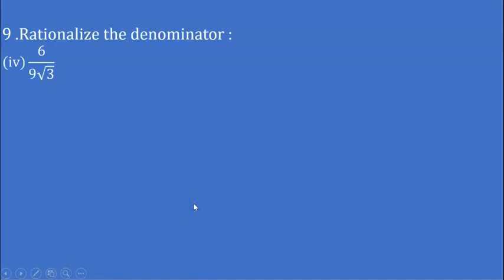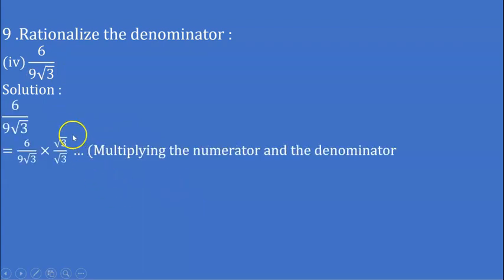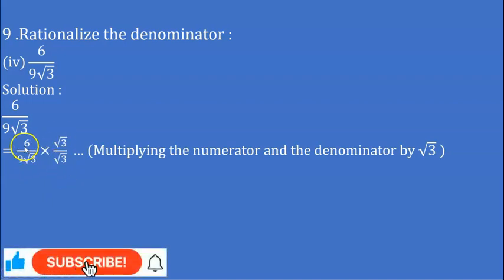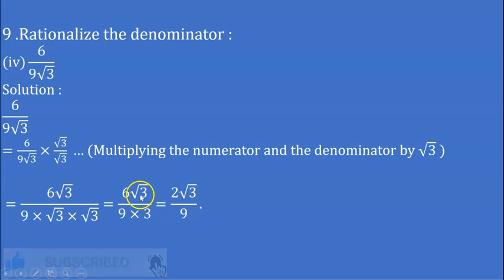Next, 6 upon 9 root 3. And here we will multiply the numerator and the denominator by the irrational number root 3. Okay. Therefore, 6 upon 9 root 3 into root 3 upon root 3. That is 6 into root 3, you will get 6 root 3. What about the denominator? 9 root 3 into root 3. Root 3 into root 3, you will get 3. And after simplification, this 6 means what? 2 into 3. This 3 will get cancelled. And then you will get 2 root 3 upon 9.